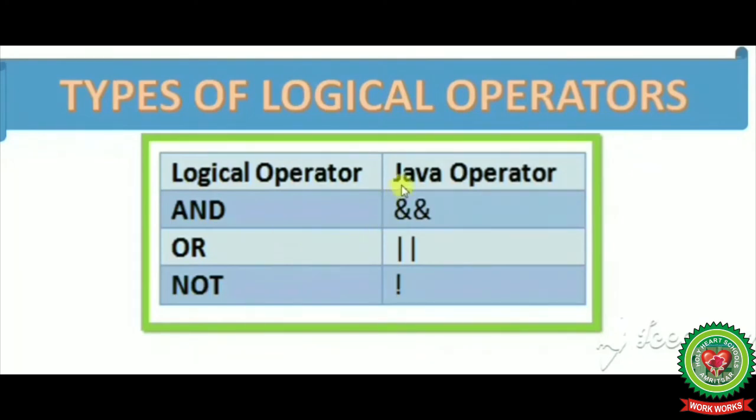AND means both values are true. OR means either one is true or false. And NOT means whatever the answer we get, the result will be the opposite of it. So these are the three categories of logical operators, that is AND, OR, NOT.